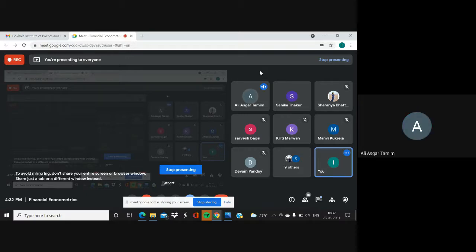One last thing, ma'am. It's actually a request. Many of the professors are now using a writing pad or something, so it makes it really easy to understand. If you have that facility available, or if the institute can provide you with one, because it gets really difficult to study statistics and econometrics just by seeing something. Yeah, I know that. It's a request, ma'am, if you could ask the institute to provide one.